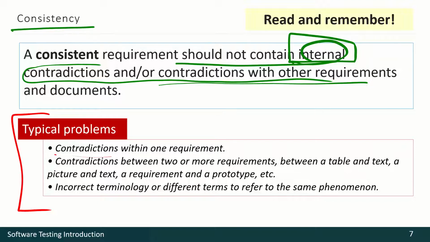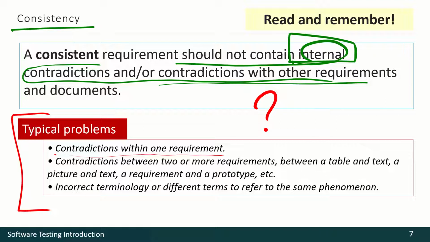So here are typical problems. Contradictions within one requirement. Let us imagine such a bad requirement. It is not written on the screen, so getting it in verbal form is even worse. When a user without login permissions successfully logs into the system, and so on.